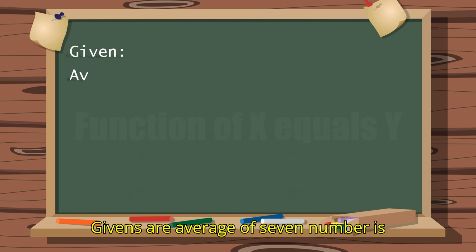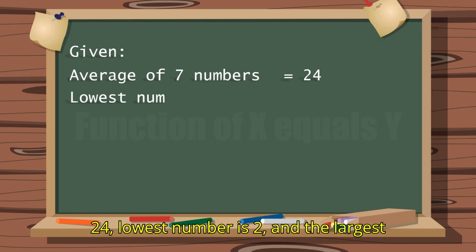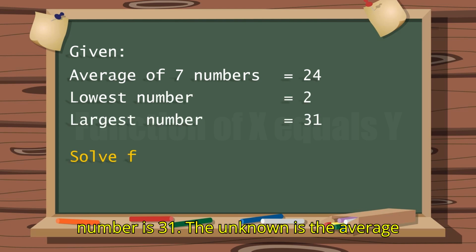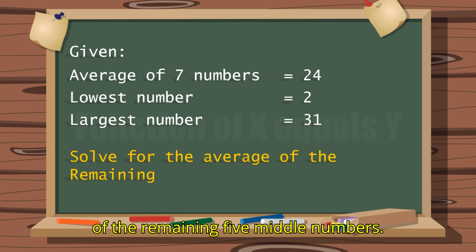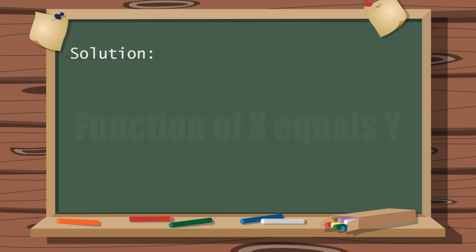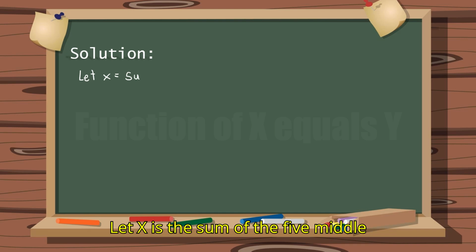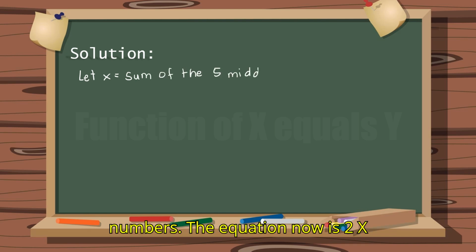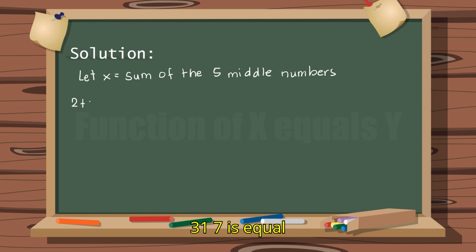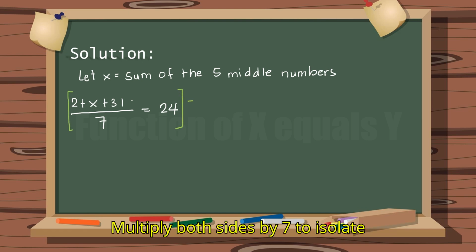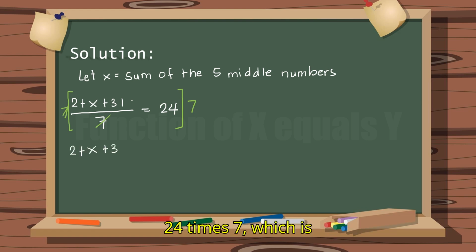Givens are: the average of 7 numbers is 24, the lowest number is 2, and the largest number is 31. The unknown is the average of the remaining 5 middle numbers. Let x be the sum of the 5 middle numbers. The equation now is (2 plus x plus 31) divided by 7 is equal to 24. Multiply both sides by 7 to isolate x. We now have 2 plus x plus 31 is equal to 24 times 7, which is 168.